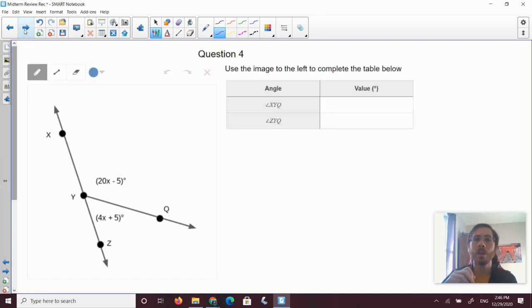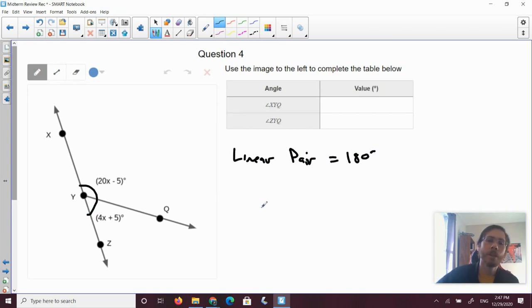All right. For the fourth one, it says use the image to complete the table. If we look on this x, y, z, those points are all on the same line. So right away, I know that this is going to create a linear pair. I know from our theorems that a linear pair has to add up to 180 degrees. So I know that angle xyq, so that's this one, plus zyq has to equal 180 degrees. So that's good because those are the two that we have to find. So hopefully we'll be able to find them pretty quickly since we know that they add up to 180.